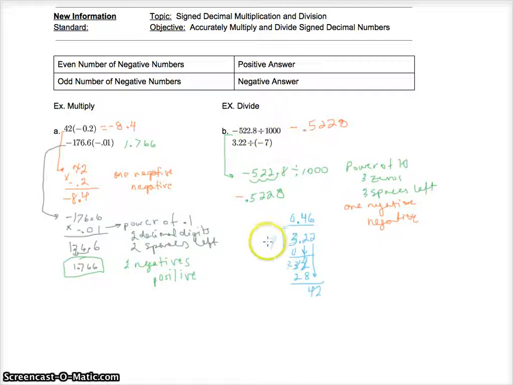Now up here, my 7 is positive, but I have one negative again, so my answer is going to be negative. So here my answer is negative 0.46. So just remember to follow your negative and positive multiplication and division sign rules.